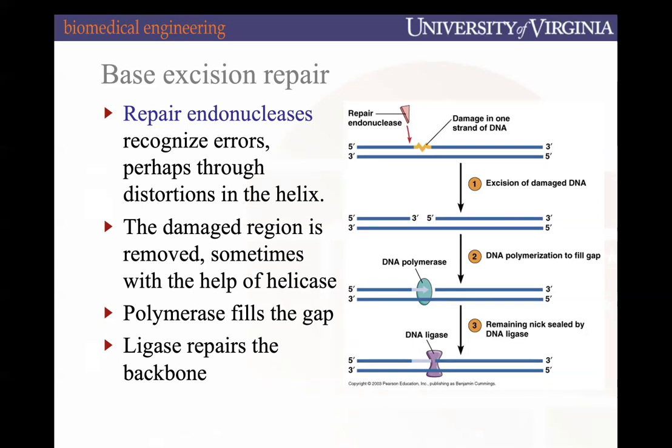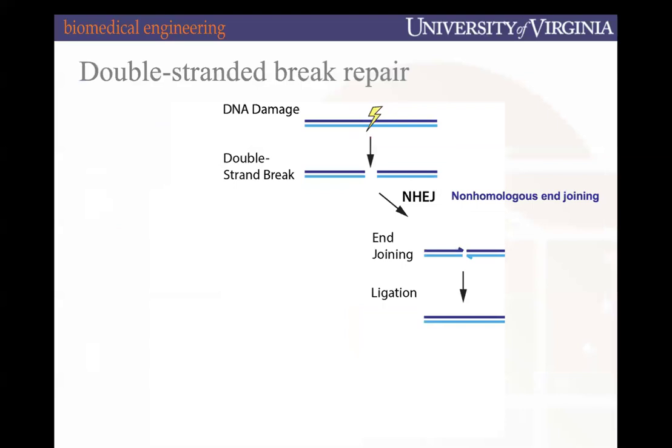So to link the previous slide with this slide, there are naturally occurring forms of base damage repair, and there are mechanisms like repair endonucleases that help fix those damaged base pairs. Really harmful forms of DNA damage are going to be double-stranded breaks.